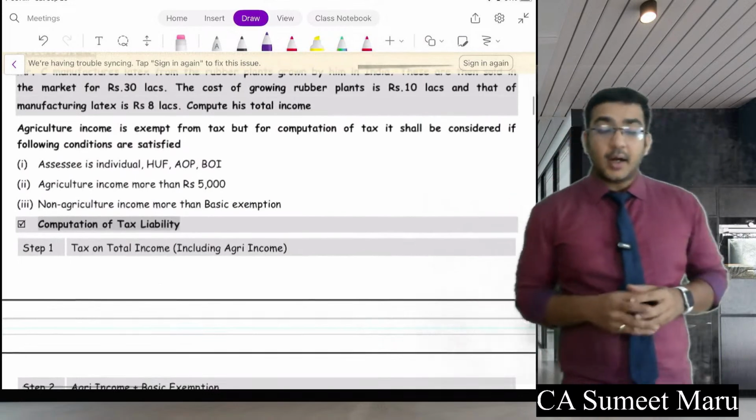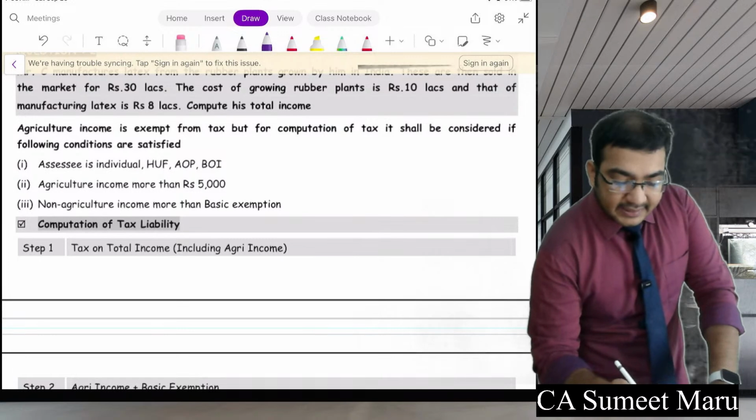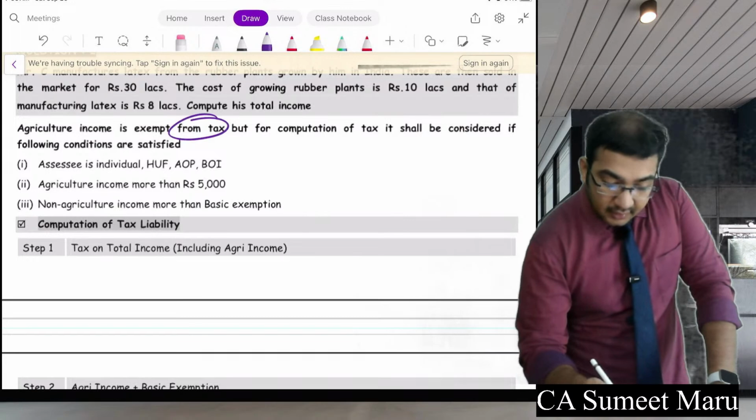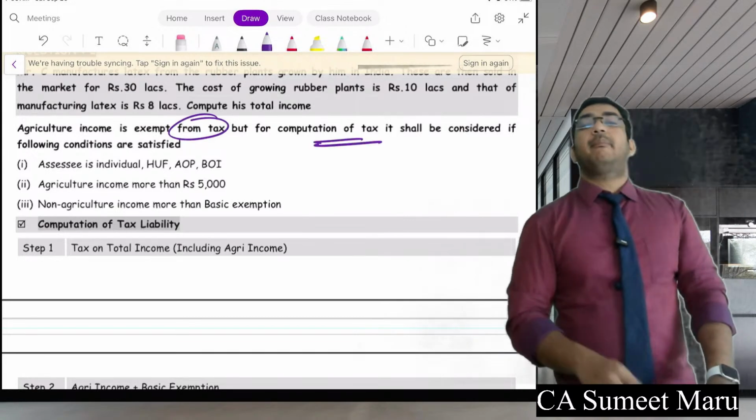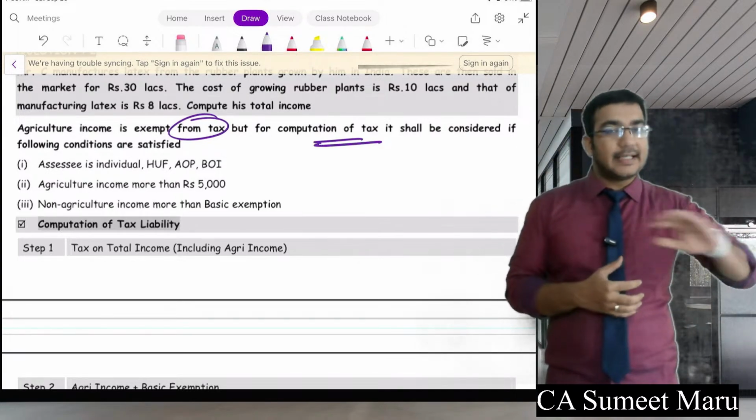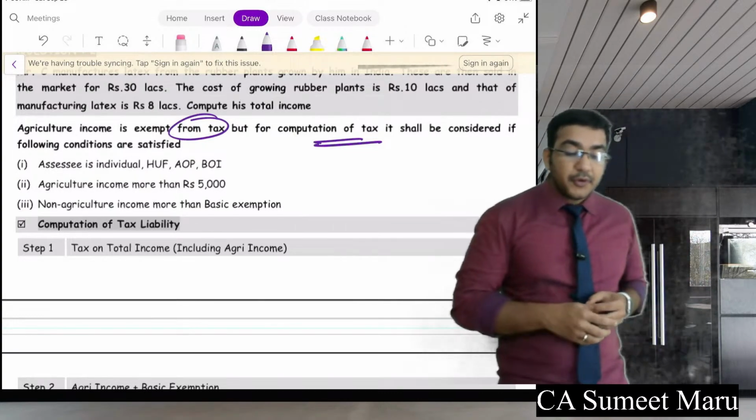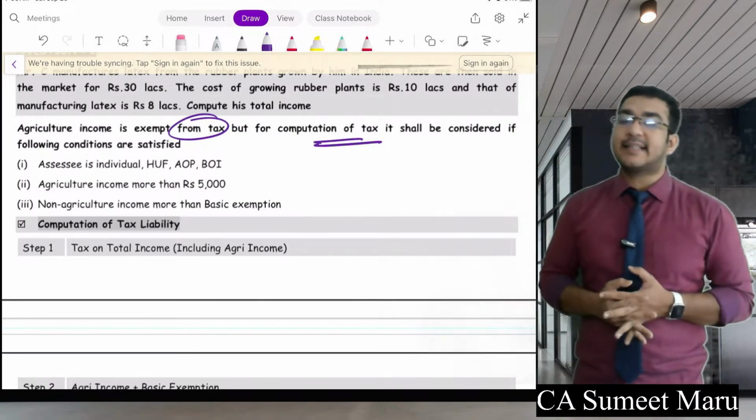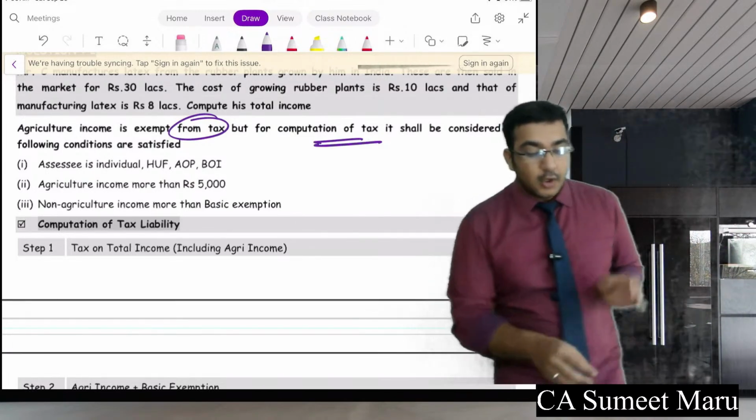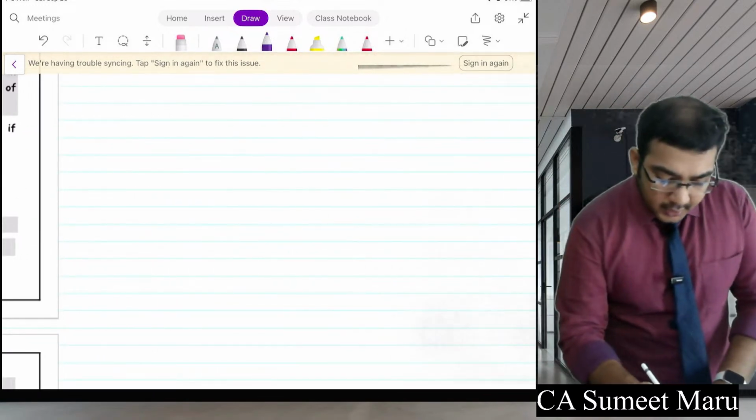Now, another interesting part of agriculture income: agriculture income is exempt from tax, but this will add up to your tax liability in your computation. So see, normally agriculture income is exempt, but what will happen if your other income is more than the basic exemption? Agriculture income is going to push all your slabs. So conceptually, I'm just telling you in a shorter way, in summary.